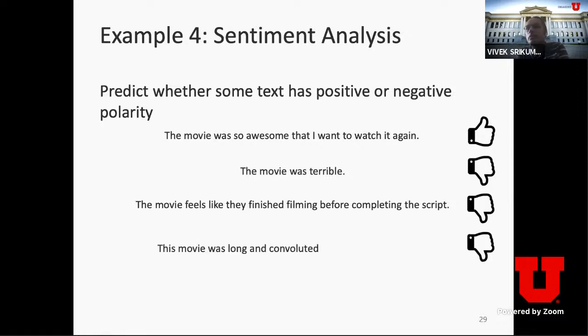The movie was long and convoluted. That's a bad thing. But maybe I can end the sentence with, but I liked it anyway. So that makes it a positive review. So sentiment analysis can be a rather nuanced task, and it can be framed as a classification problem where the input is the text of the review, and the output is thumbs up or thumbs down, yes or no, true or false.